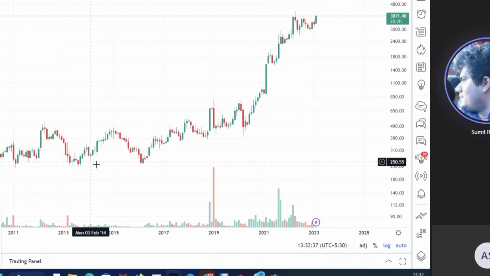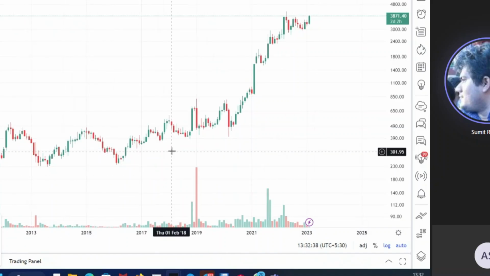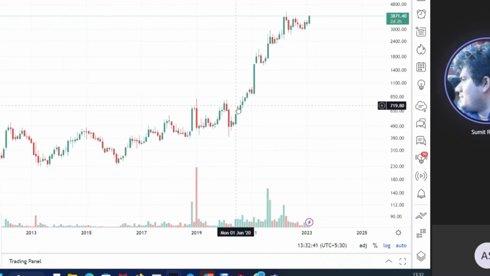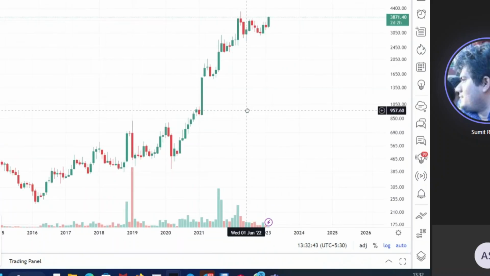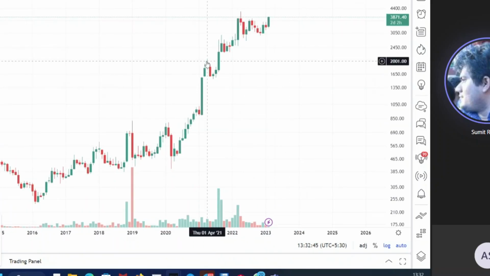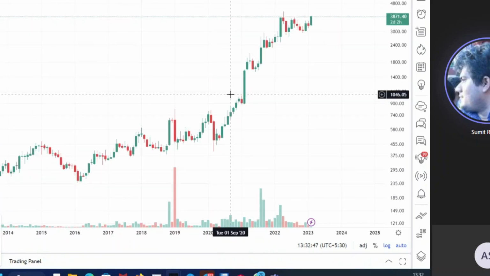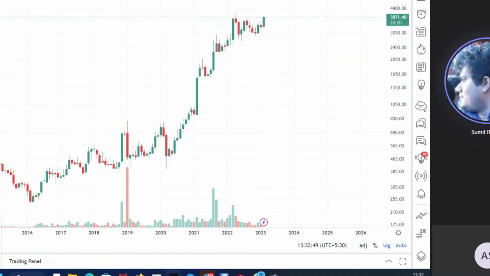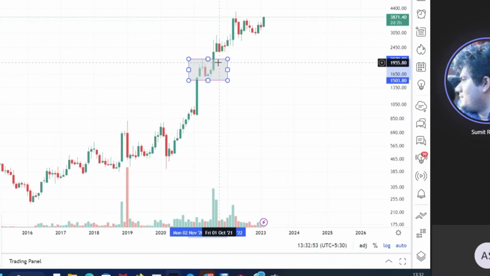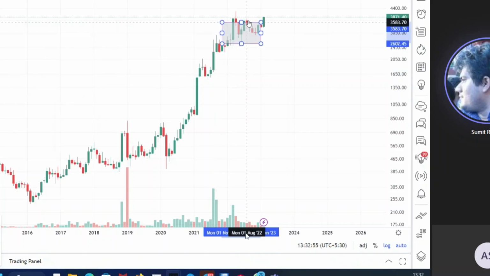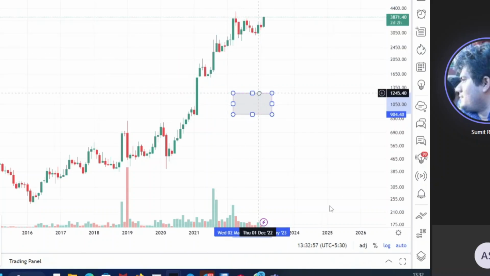A simple observation, you can see that the stock goes up, right? It sort of consolidates and it goes up, and this is its behavior. You can see these consolidations here, or these consolidations here, or this consolidation here. You can see all these essentially, right?